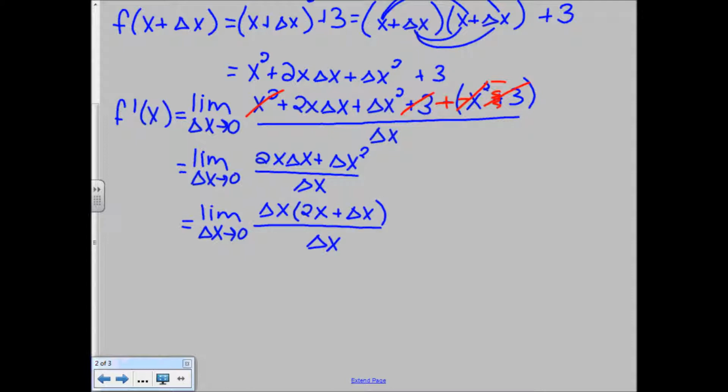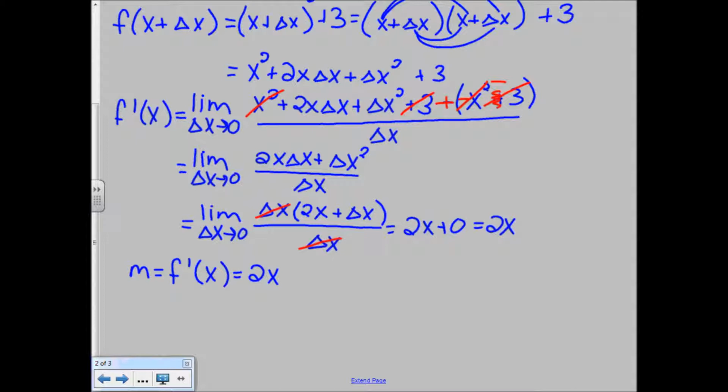So now, just like before, cross out our delta x's. Now we can take our limit by plugging in 0. When we plug in 0, we're going to get 2x plus 0, or just 2x. So our slope function, or our derivative, f prime of x, is just equal to the function 2x.